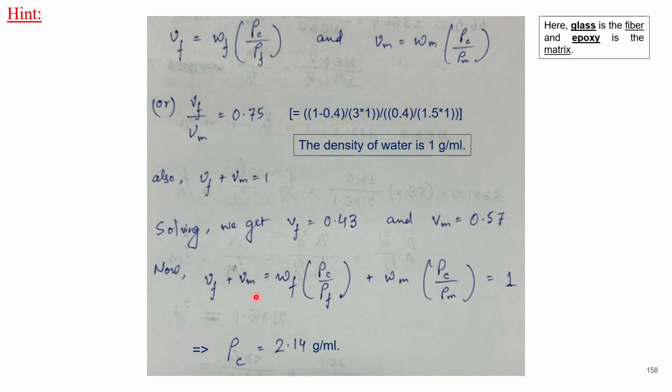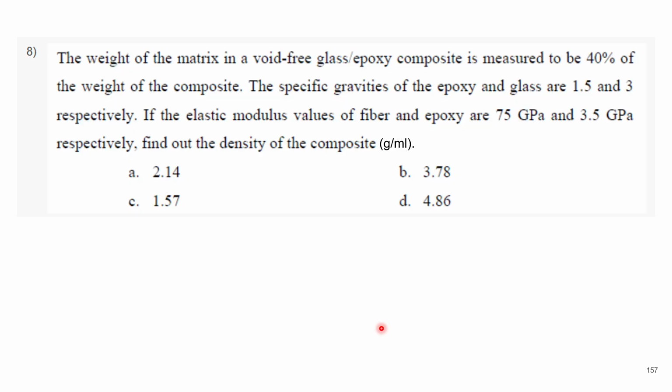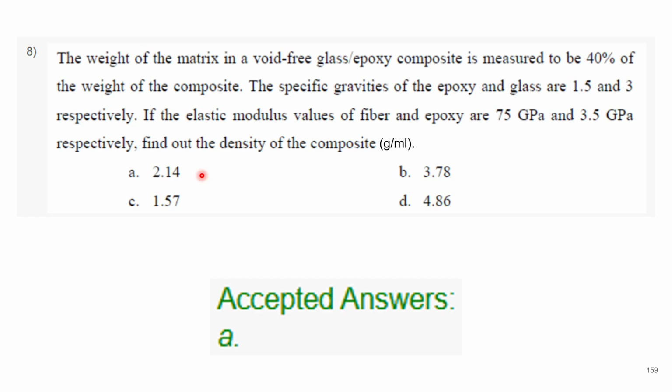Now VF plus VM equal to WF into rho C by rho F, plus WM into rho C by rho M, which is equal to 1. So substituting these equations, rho C equal to 2.14 gram per ml, right? So this is basically the density of the composite, 2.14 gram per ml. So therefore it is A. Okay, A, 2.14 gram per ml is the right option.